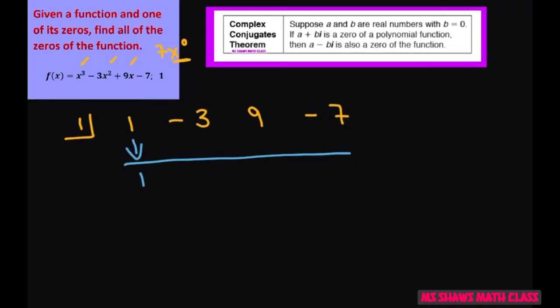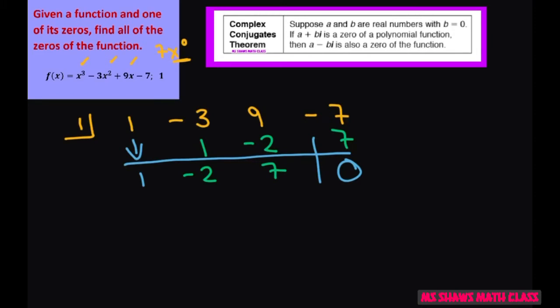And then what we do is we're going to multiply and add, multiply and add. Since it's a zero, the remainder should equal 0. 1 times 1 is 1. Add the negative 3 plus 1 is negative 2. Multiply 1 times negative 2, you get negative 2. 9 minus 2 is 7. 1 times 7 is 7. Negative 7 plus 7 is 0.